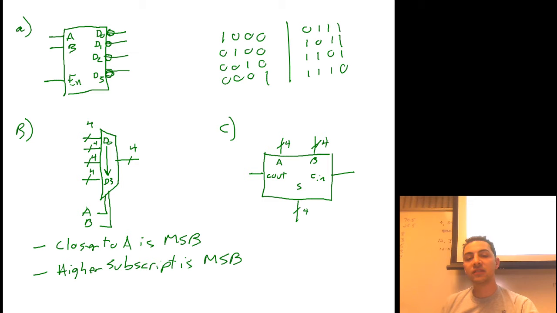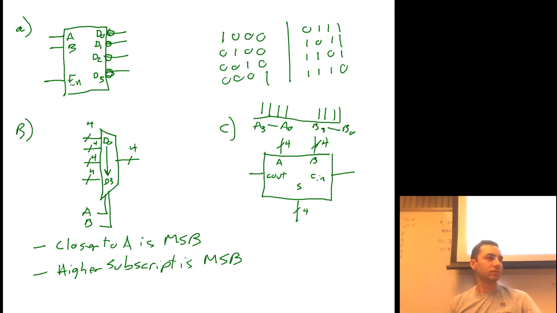If you had done something like this, it would have taken you a little bit longer: A3 through A0, B3 through B0. I would have given you that because you still gave it to me. It's just not the easiest way to write it. You could have done it with buses. Other questions on that? Okay.